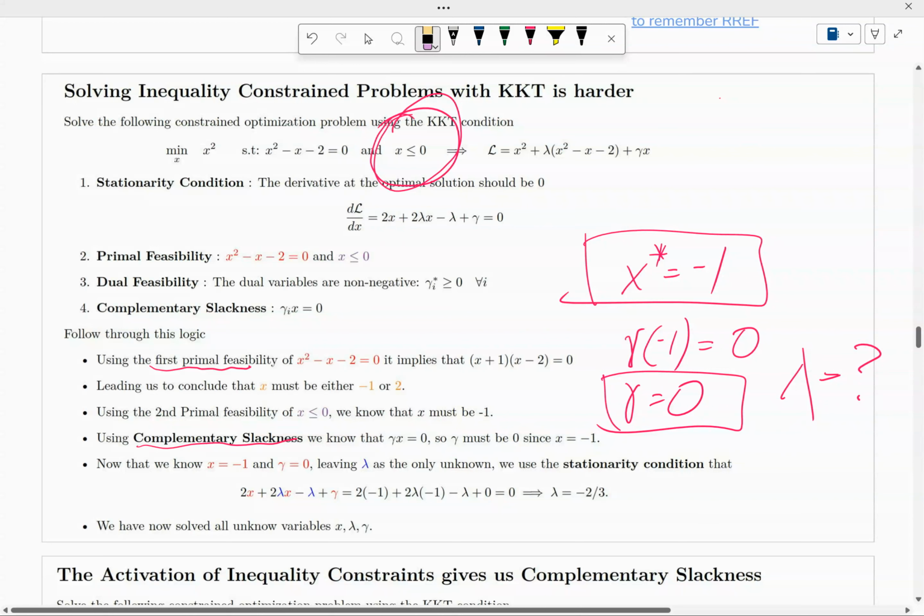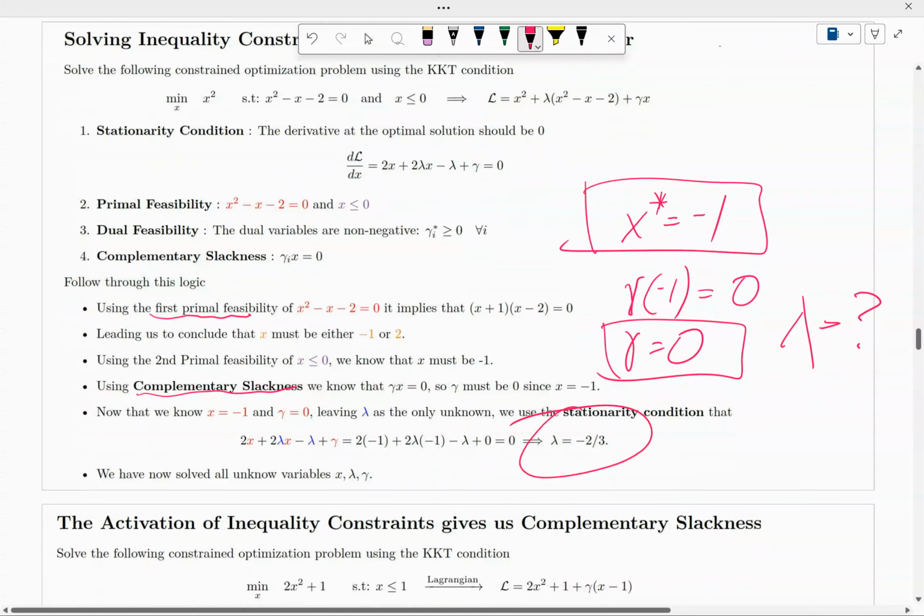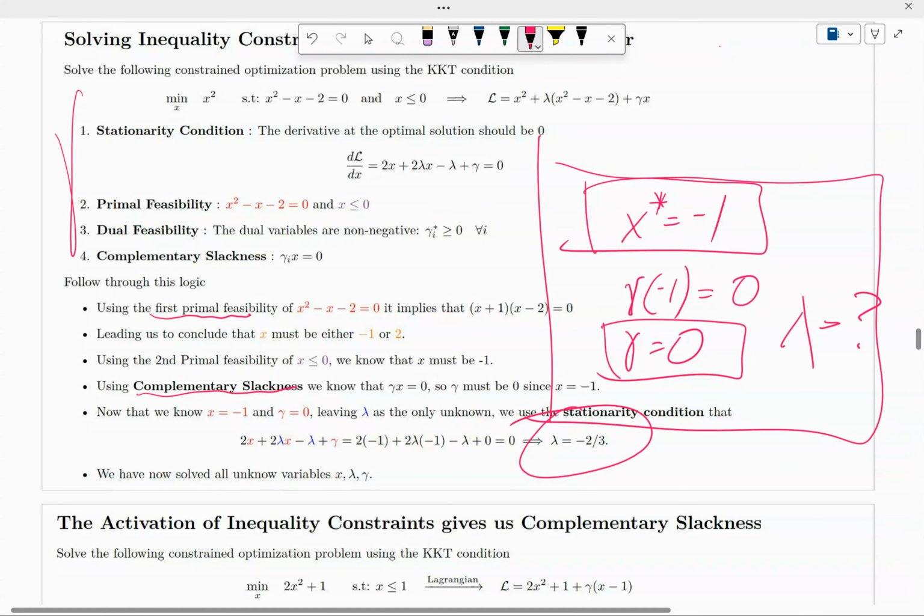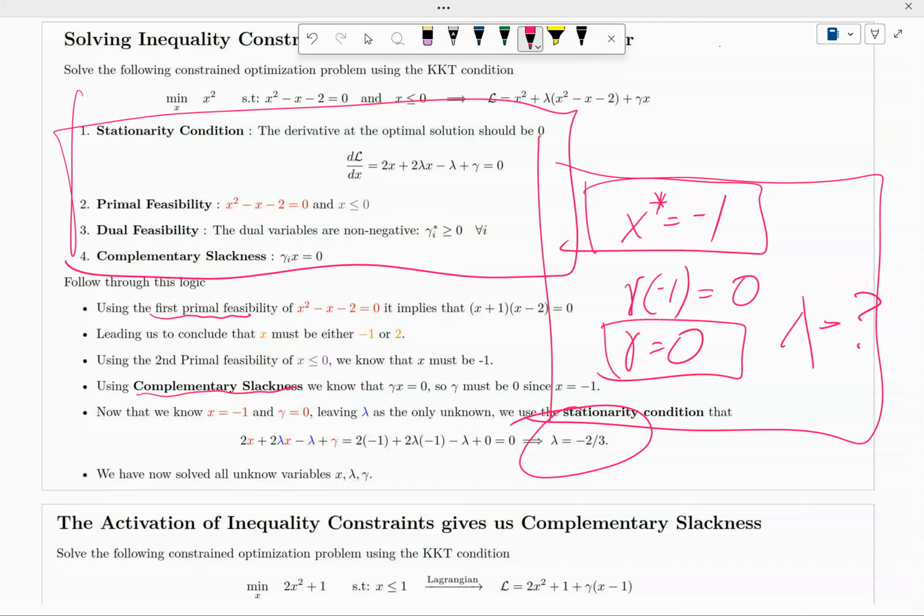If we want to find lambda, well, if we know x and gamma, then we can solve for lambda. This is the only unknown term in this. So we can now solve for lambda as well, and lambda turns out to be -2/3. So notice how by using these conditions, you can logically step through, step by step, what the optimal solution must be.